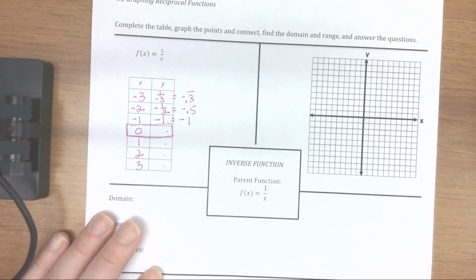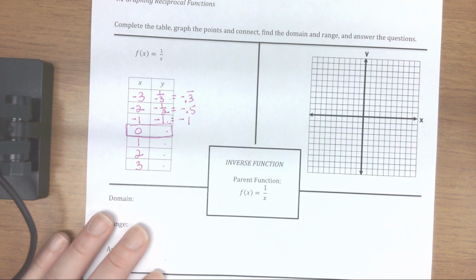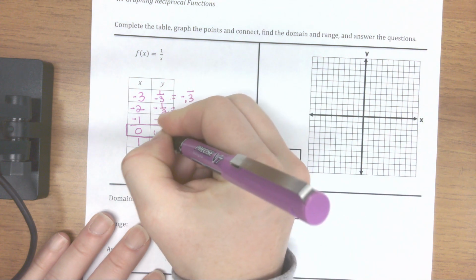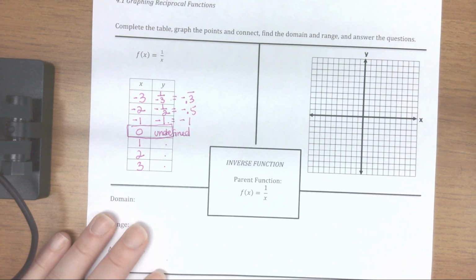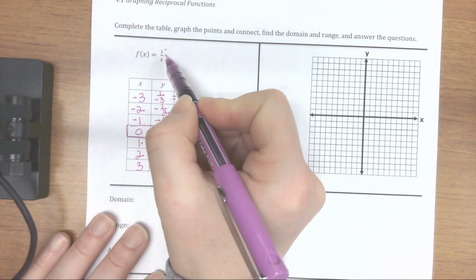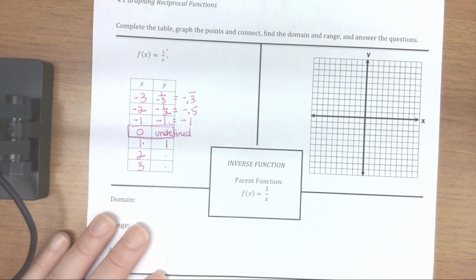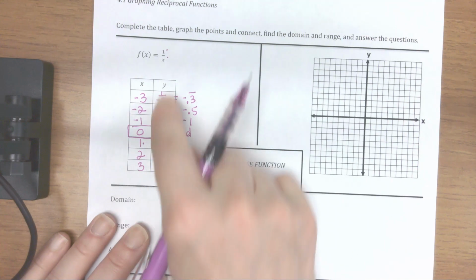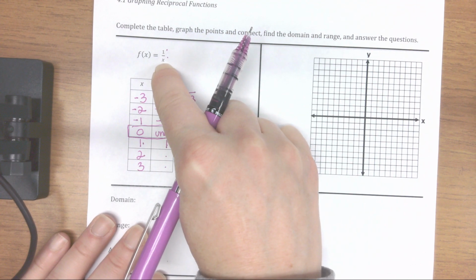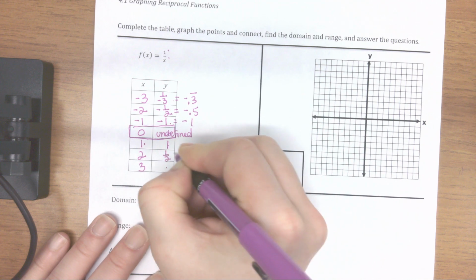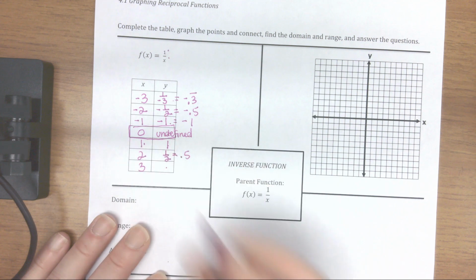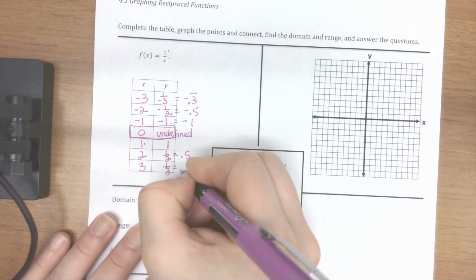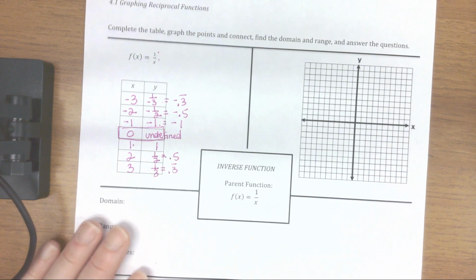Okay. Now, 1 divided by 0 we can't do, right? So you can write undefined here. What's 1 divided by 1? It's just 1, right? I'm just putting those x values into my equation. 1 divided by 2 is 1/2, 0.5. And for my 3, 1 divided by 3, or 0.3 repeating. Okay, now let's go to the graph.